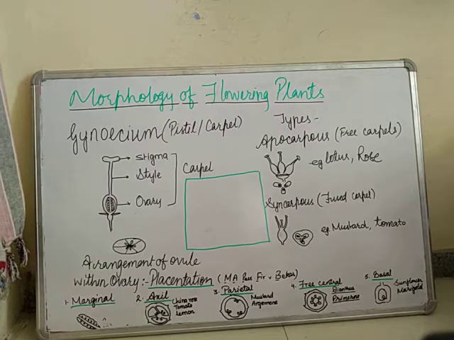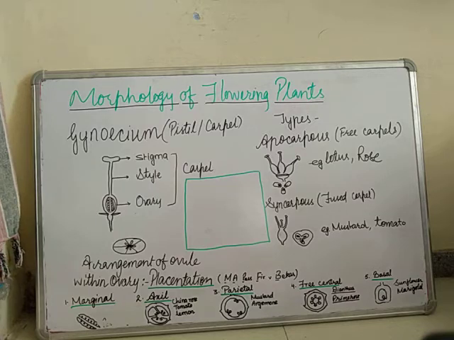Hello students. So in morphology of flowering plants, today we will discuss the gynoecium. Gynoecium is the female reproductive part of the flowering plant. It can be made of one carpel or more than one carpel. A carpel, as you can see in the diagram, consists of three parts.